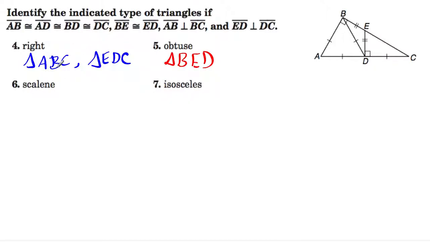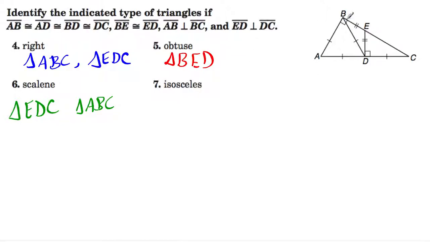Then we have scalene, where all of the sides are different. We can see that's going to be triangle EDC, and also triangle ABC, because these are all different sides. That is the definition of a scalene triangle.